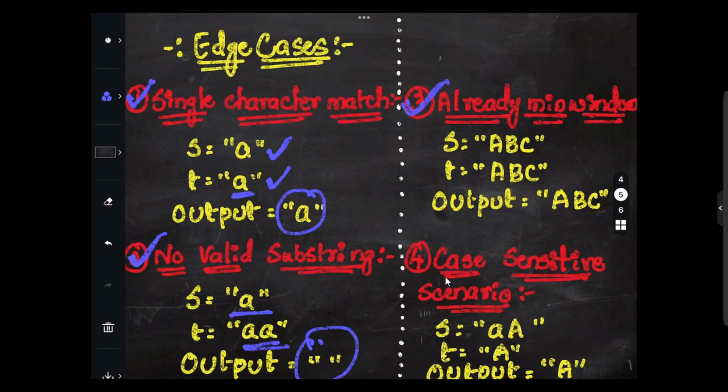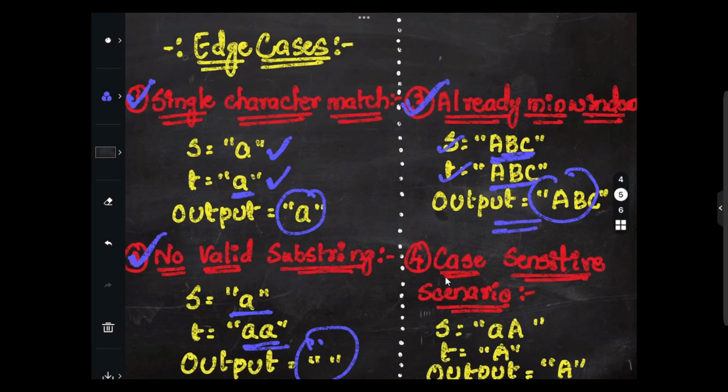Already minimum window. When I say already minimum window, we have S equals ABC, T equals ABC as well, right? So output will be ABC in this case, because S itself is the answer. Both are the same here. So we need to return ABC as output.